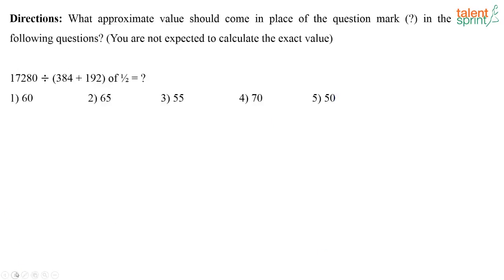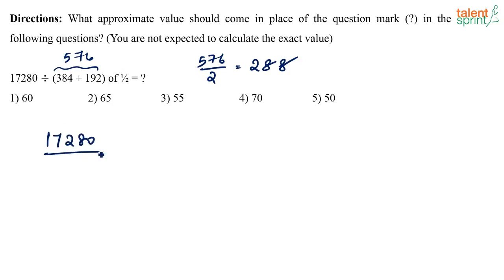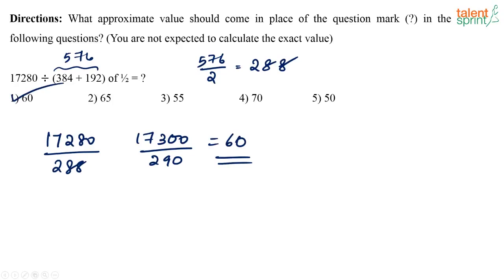Next one. What is 384 plus 192? It is 576, right? So what is 576 by 2? And you have to divide that by 17280, that's all. So you have to find out what is 17280 by 288, or I can say 17300 by 290. So whatever it is, the answer is close to 60. Option 1. So with that, we are coming to an end of the questions in this paper.